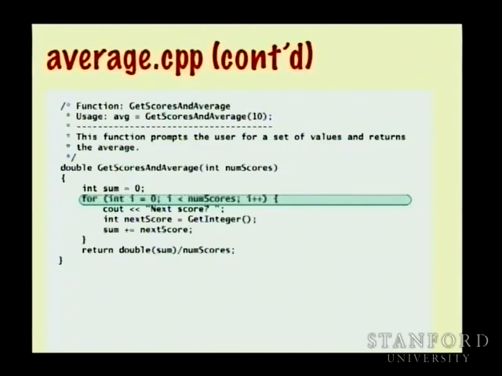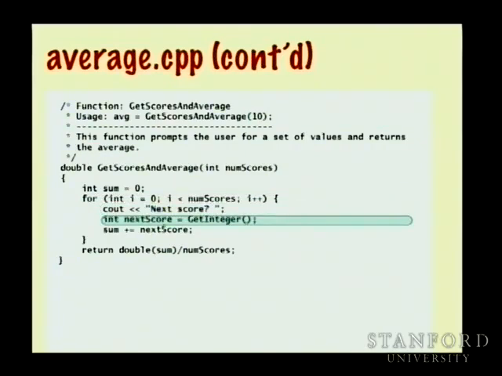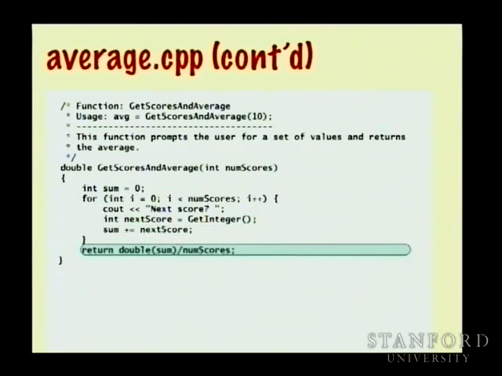And then each time through the loop, we are prompting the user to give us a score. We're actually reading their score with a getInteger call. And we'll see what getInteger is. getInteger actually is a CS106 function, but it retrieves a number that the user types to the console. We add that into the sum, keep going. And after we've done the whole thing, at the very end, we're doing a division of the sum by the number of scores to compute the average score that was entered, and return that.